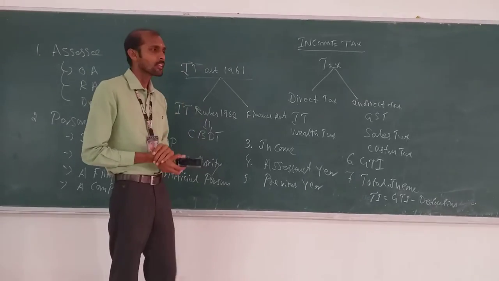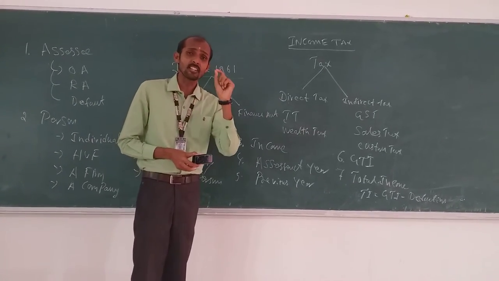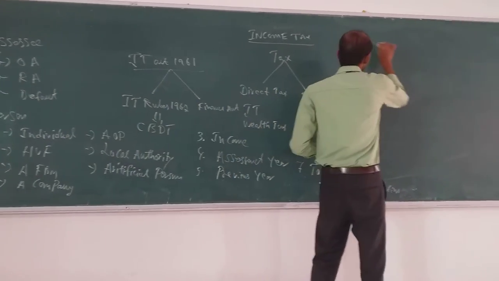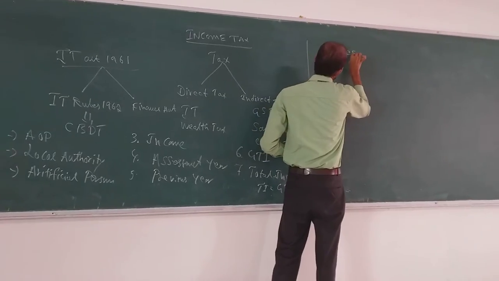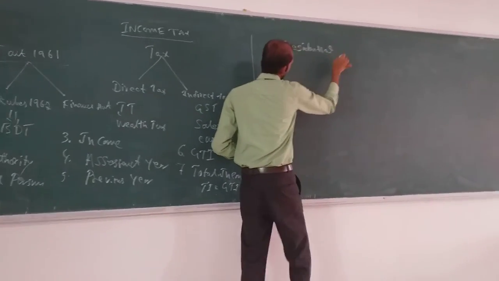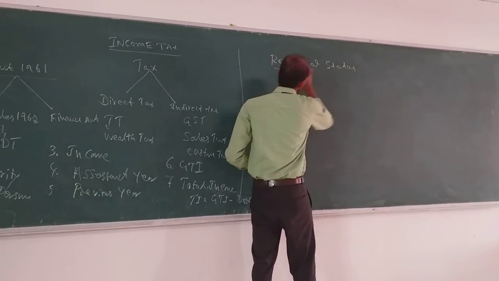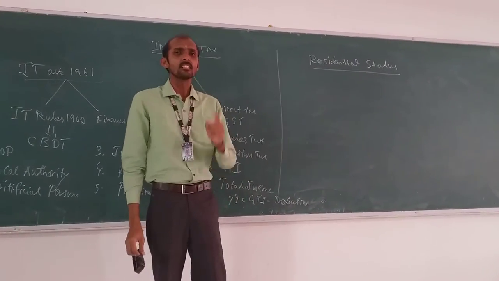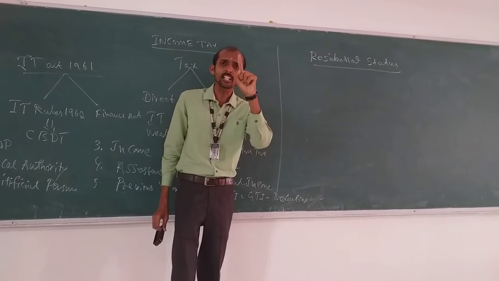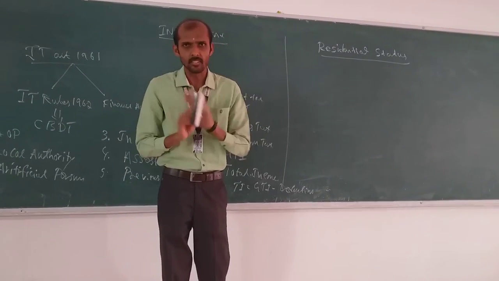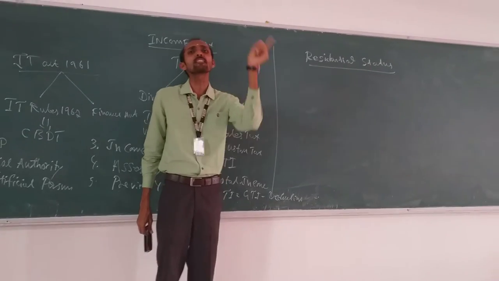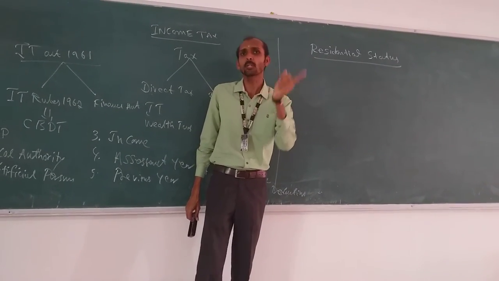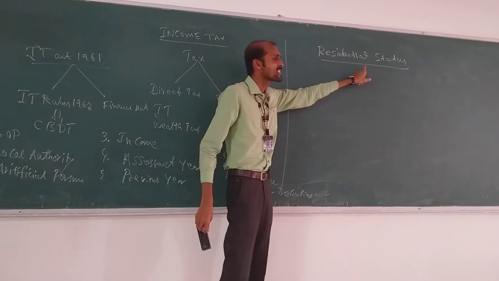Do you understand? Okay. Then we go for the next topic, residential status. See, in income tax, tax is levied on the total income of the assessee. Based on total income, tax is levied. But the total income depends upon the residential status of a person. The tax is based on the total income, and the total income is based on the residential status.